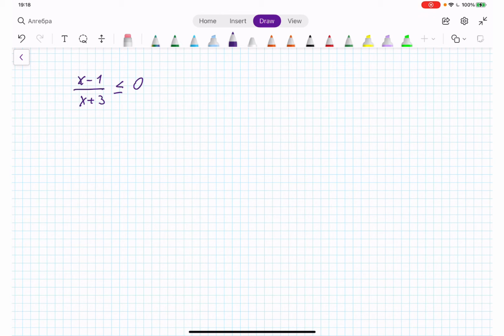So, the first thing we have to do is determine critical points. Critical points are the points where the rational expression will be 0 or undefined. So let's take the numerator, x minus 1. If x minus 1 is equal to 0, then x is equal to 1, so this is a critical point.